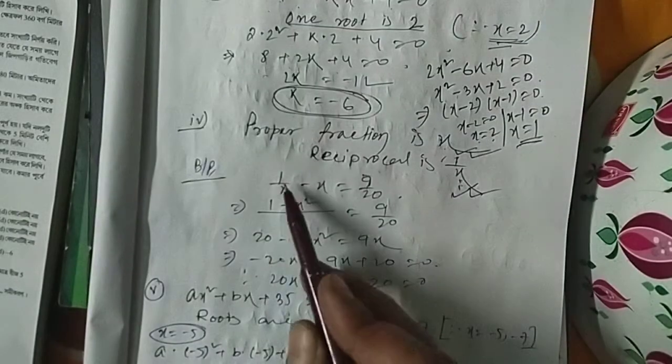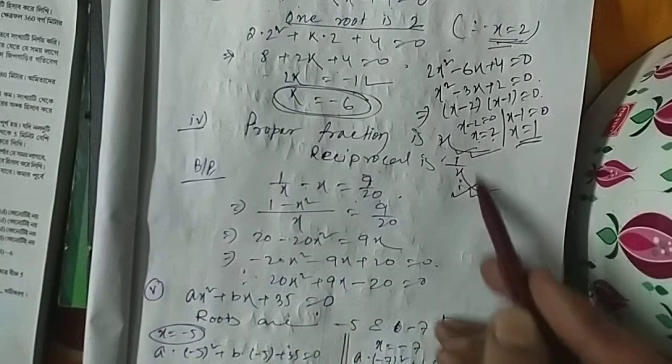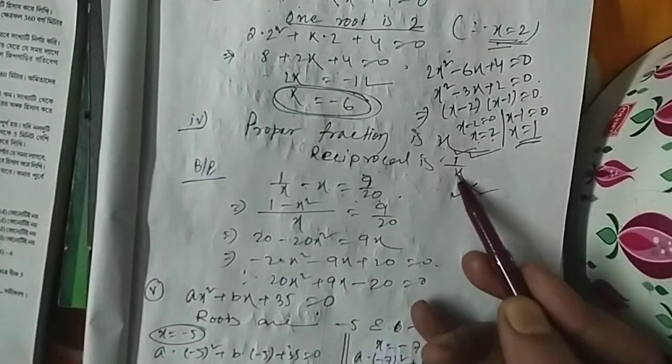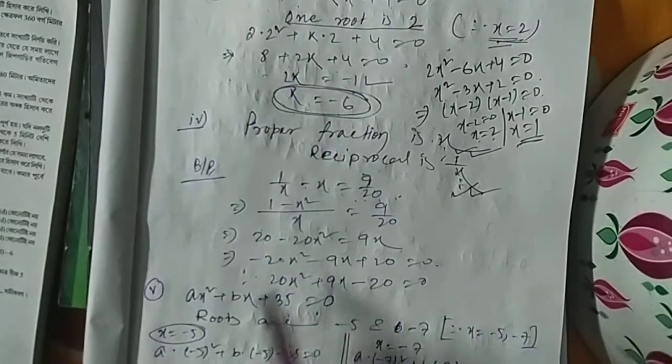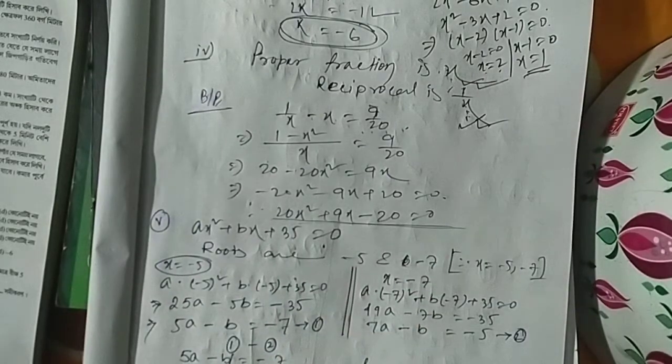So equation by the problem: 1 by x minus x equal to 9 by 20, because the difference between these two is 9 by 20, as given. Difference means greater number minus less number. So that is 1 by x minus x equal to 9 by 20. Then calculate it. So equation will be 20x square plus 9x minus 20. Okay. Last question, that is question number 5.